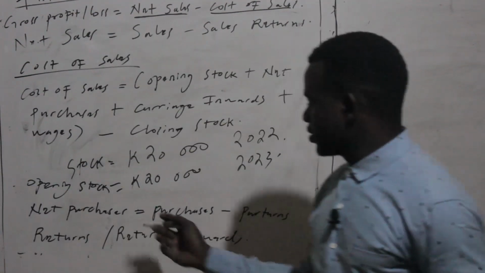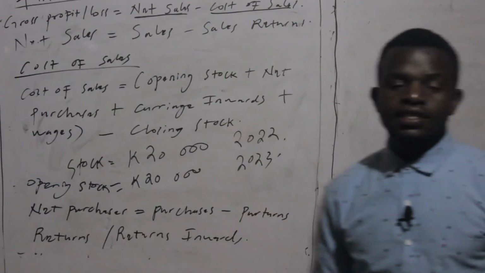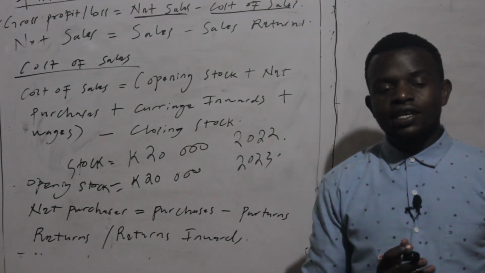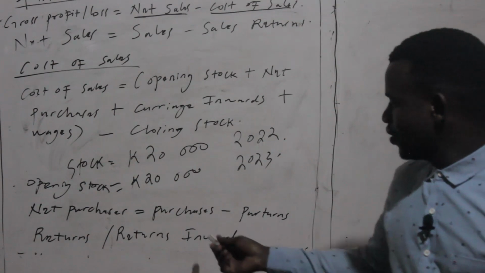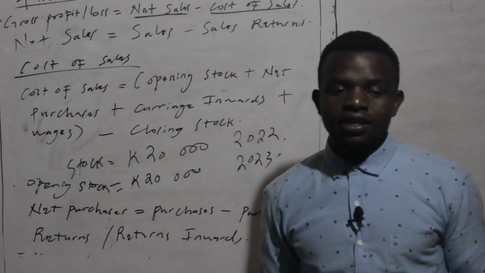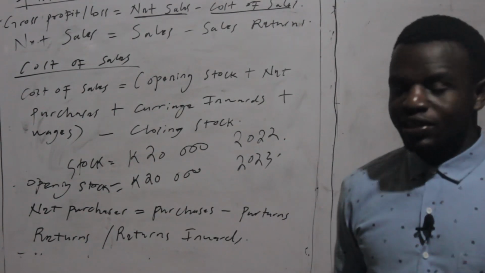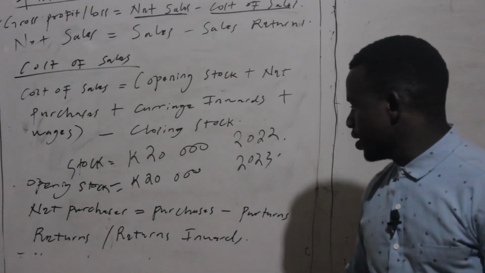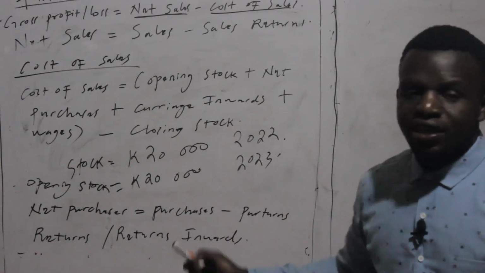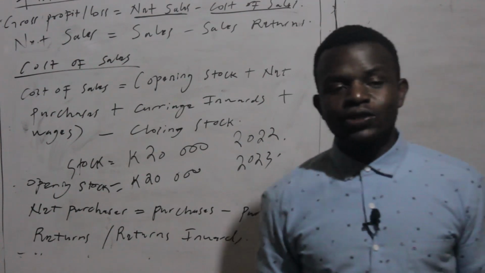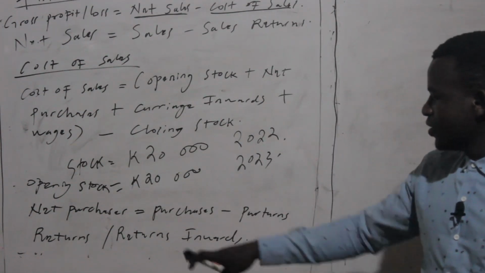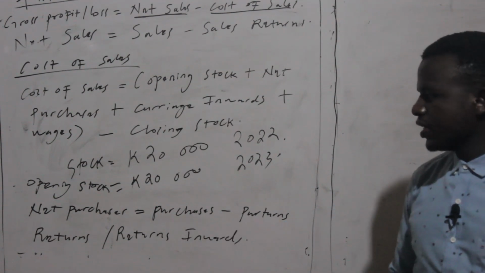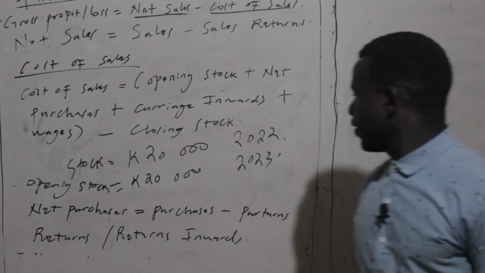So for the purchases, we can say this is the value of goods that the business buys for resale. So the value of goods that the business buys with the intention of reselling, that's purchases. Then for the returns inwards, this is the value of goods that is returned to the suppliers. So when we say purchases minus purchases returns, we actually find the net purchases.